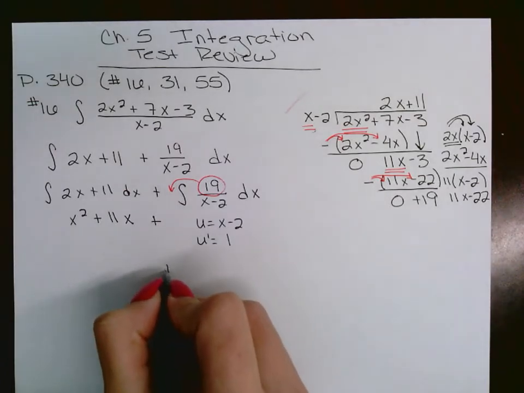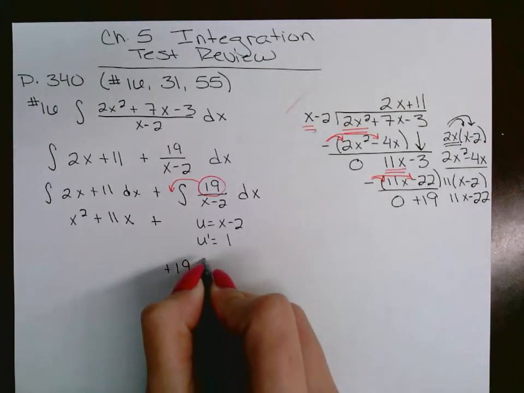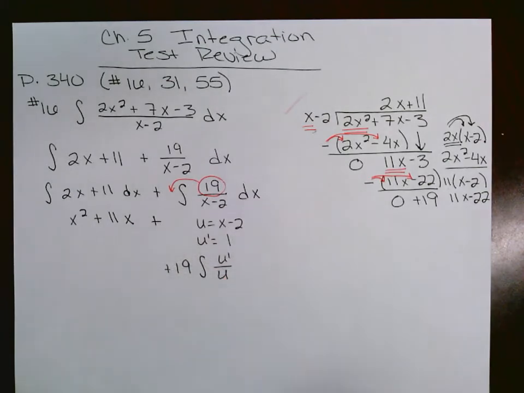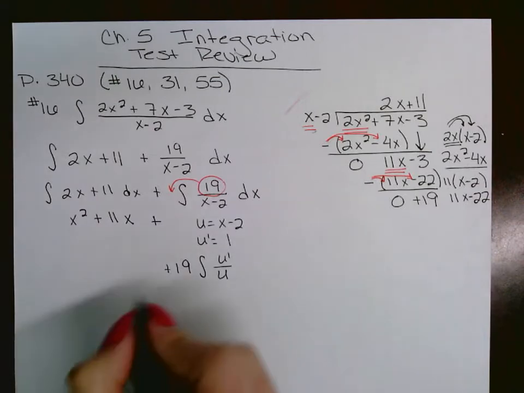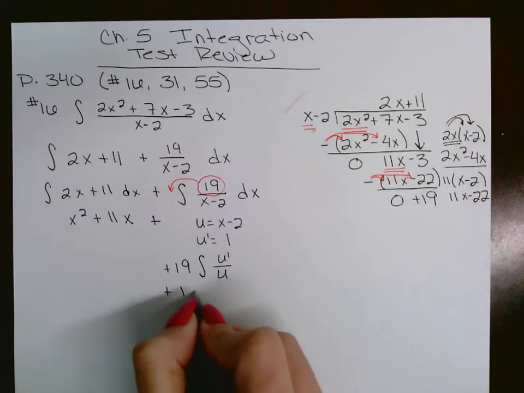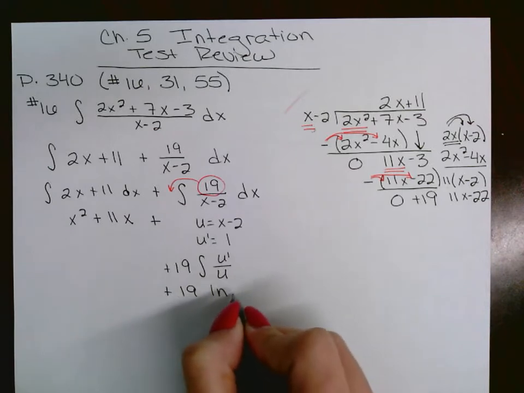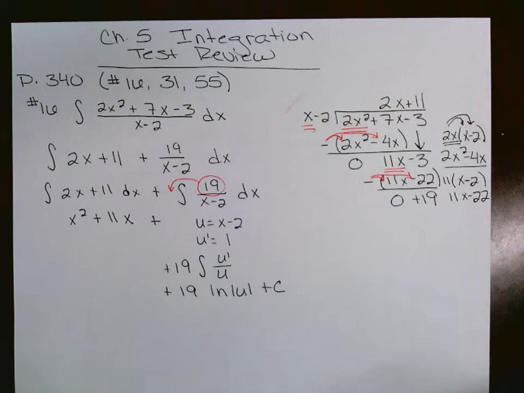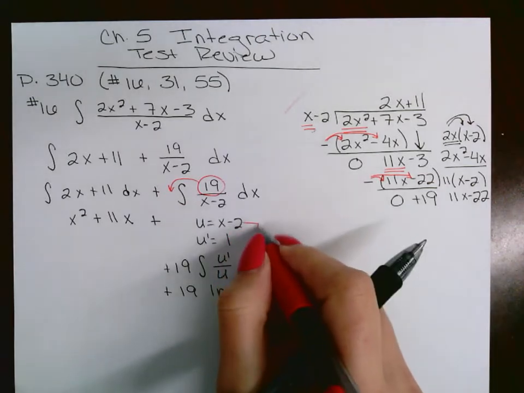So now I can say plus 19 times the integral of u prime over u. What kind of a rule is u prime over u? Good. So I have plus 19 ln of absolute value of u plus c. And now put that u back in.